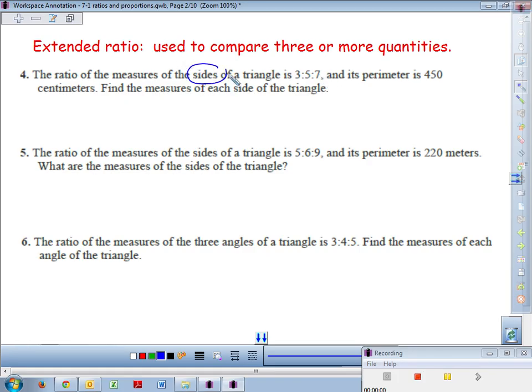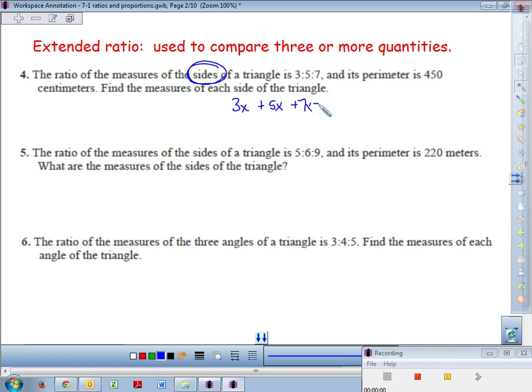But make sure you read the magic word here. The ratio of the measures of the sides of a triangle is 3 to 5 to 7. The perimeter is 450 centimeters. Find the measures of each side. Well, here's how we do it. We throw an x next to every number in that ratio and add them together.